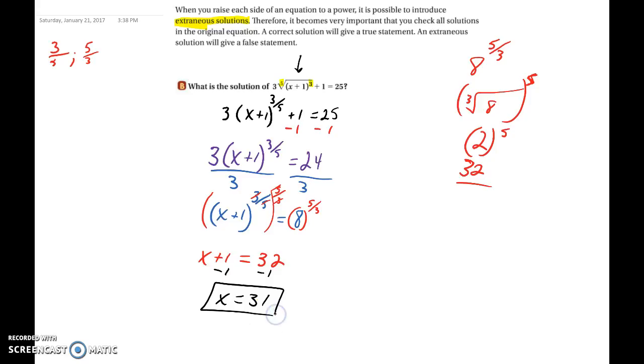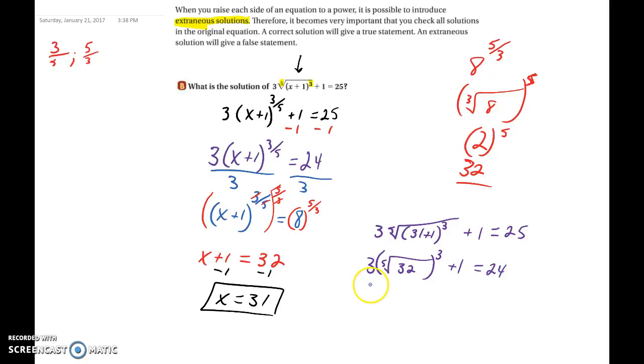All right, now remember we need to check our answers, so just make sure you get in the habit of doing that. So 3 times the 5th root of (31 plus 1) raised to the 3rd power plus 1 is equal to 25. So then it's 3 times the 5th root. Remember, it doesn't matter if you take your root or your power first, so I'm just going to write the power on the outside so I can take my root first. Plus 1 is equal to 24.